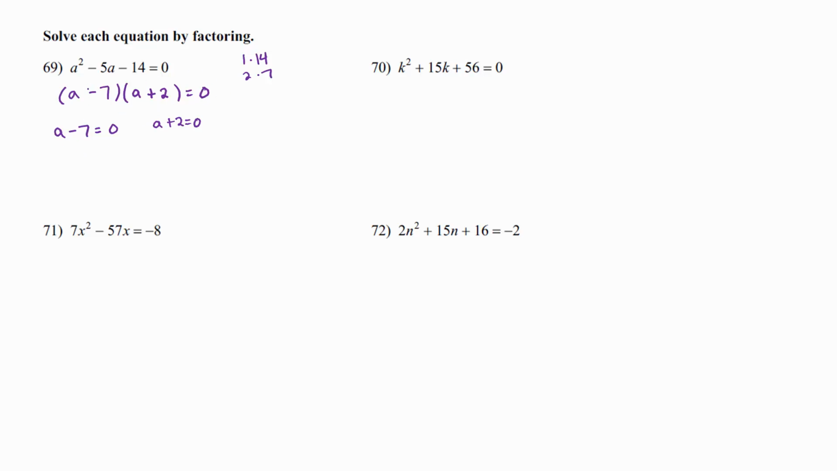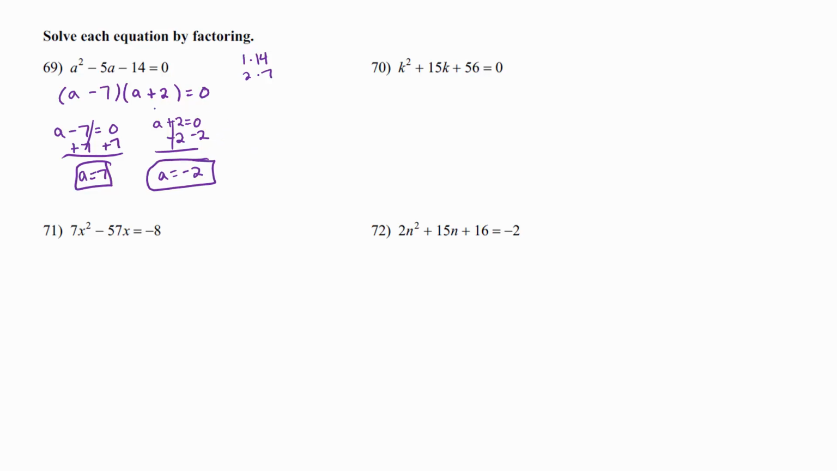And so that means that I want to basically separate these into two different equations where they equal 0, or have a surprised face. And then I want to solve. So here I would add 7 and get 7. Here I would subtract 2, and I would get negative 2. So my two answers are 7 and negative 2.